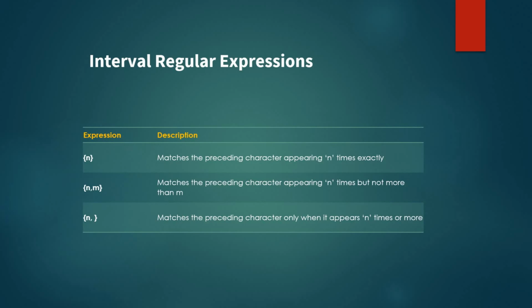Moving to the interval regular expression, it tells us about the number of occurrences of a character in a string. The first expression, curly bracket n, matches the preceding character appearing exactly n times. The second one, curly bracket n comma m, matches the preceding character appearing n times but not more than m. The final one matches the preceding character only when it appears n times or more.